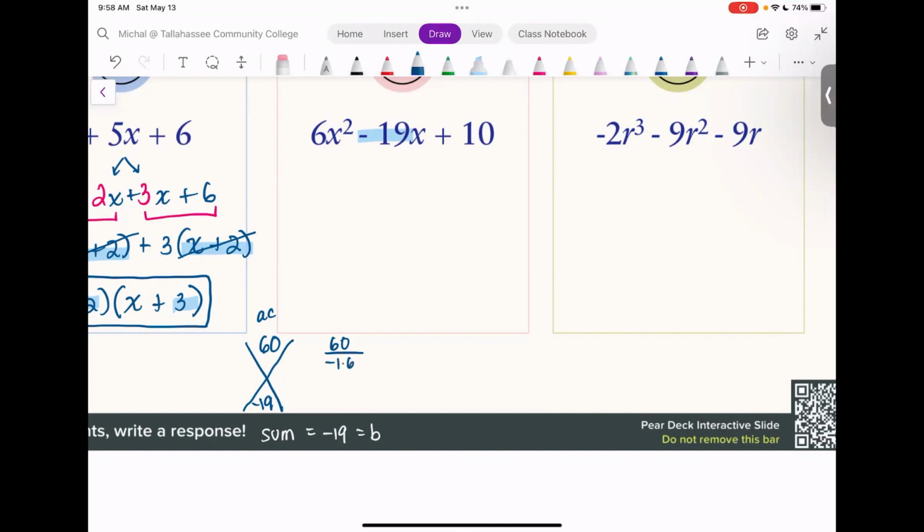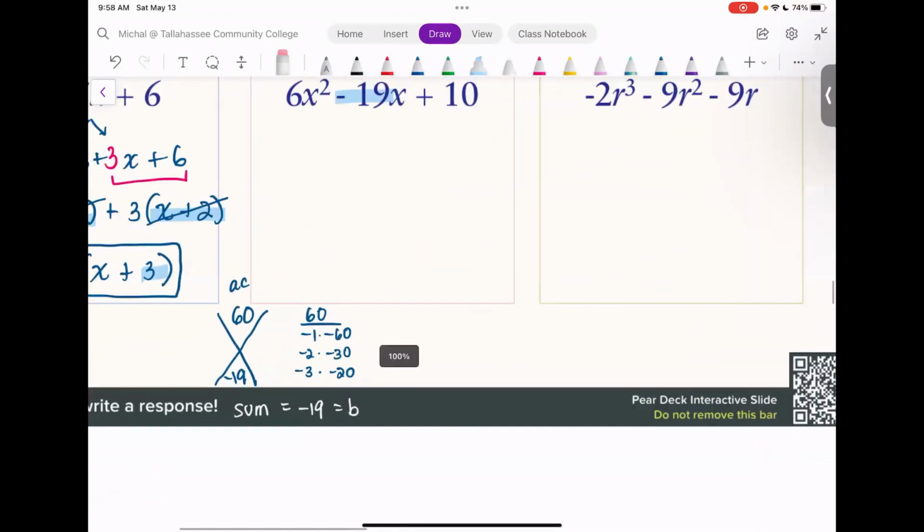Negative 1 times negative 60. Negative 2 times negative 30. Negative 3 times negative 20. Keep in mind, as I'm writing each of these, I'm mentally going through and adding them together. Negative 3 plus negative 20 is negative 23. That's not going to be our solution because it doesn't add to be negative 19. Negative 2 and negative 30 is negative 32. Negative 1 and negative 60 is negative 61. None of these equal negative 19, so I'm keep going.